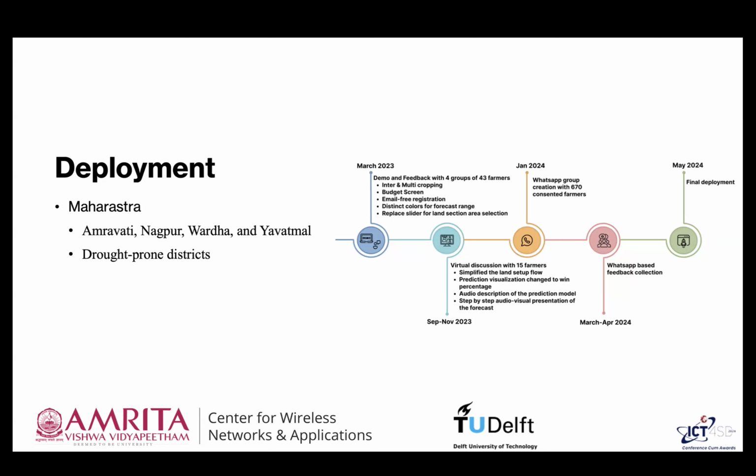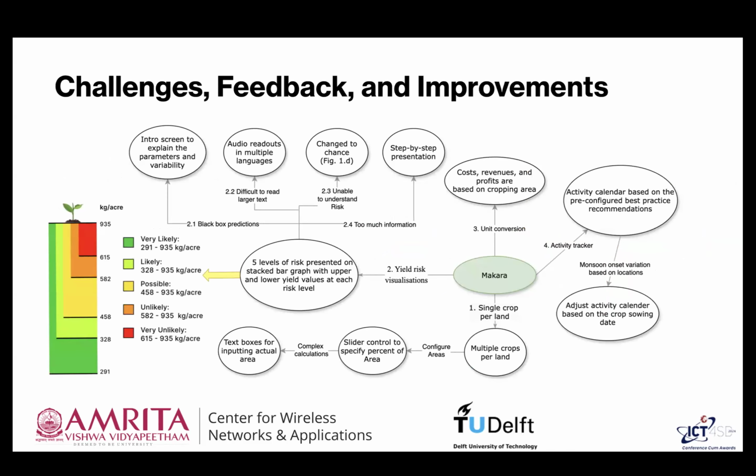Okay, so this deployment has been going on for a year now. We are interacting with farmers, demonstrating to them, and then they are giving us feedback, and then we are improving the app, and it is going on in multiple stages. And the next slide shows what our progression has been. I would like to spend 2 minutes on this slide very quickly, which illustrates the importance of interacting with farmers during the development stage.